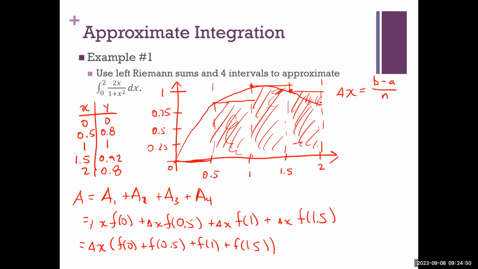All right. Are we ready to find this area? So 0.5 times the sum of 0 plus 0.8 plus 1 plus 0.92. What does that come out to be approximately? 1.362. Do we agree with that number? Sounds reasonable.